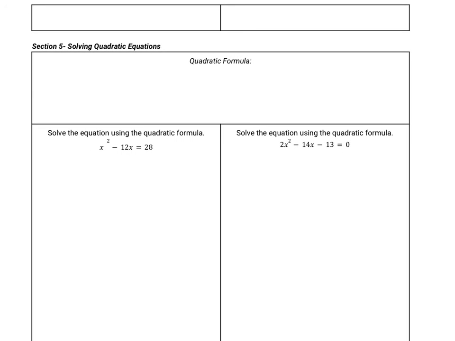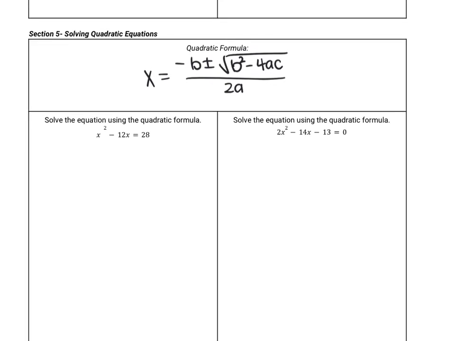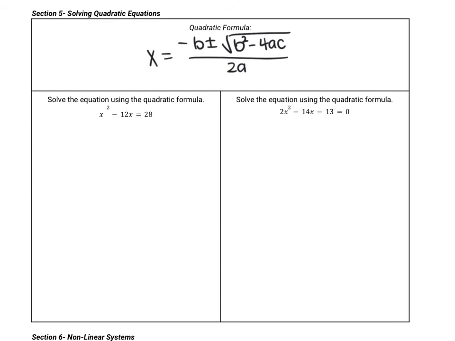So in section 5, we talked about the quadratic formula and used it to solve quadratic equations. So x equals -b plus or minus the square root of b squared minus 4ac all over 2a. And it's extremely important before you use the quadratic formula to solve that your equation is in standard form, which means it's equal to 0.